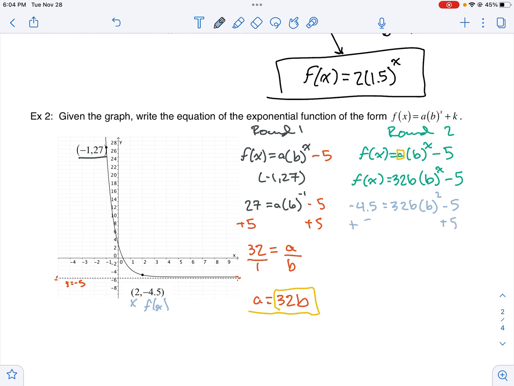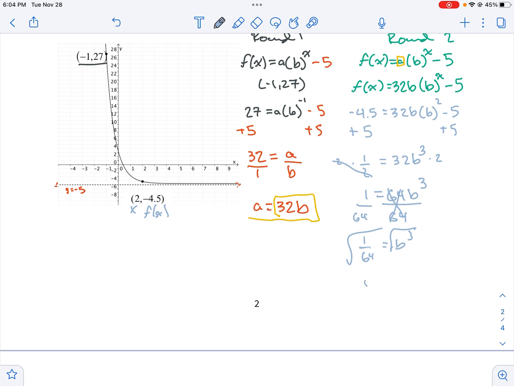I'll start reverse PEMDAS by adding 5 to both sides, so that's 1/2. And then 32b times b squared, we add the exponents, so 32b to the third. From here, we want to get b by itself, so we can multiply both sides by 2 to clear the fraction. I'll divide by 64. And then the cube root of this is actually really nice because 1 and 64 are both perfect cubes, so your b value is going to be 1/4.